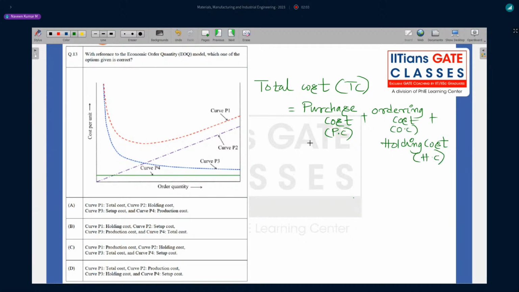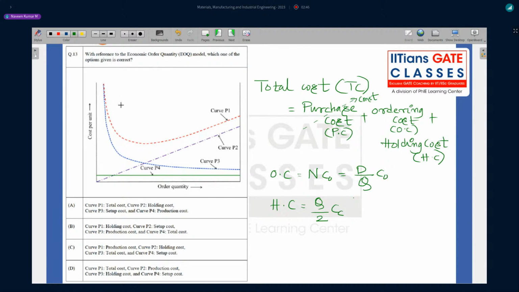This purchase cost was some constant. We have put this as constant, that's fine. And we know that ordering cost, OC, is equal to the number of orders into ordering cost per order, and the number of orders we have written as D by Q into C naught. In the same way, holding cost or carrying cost we have written as average inventory Q by 2 into CC. That's it. And with this, we can solve this question.